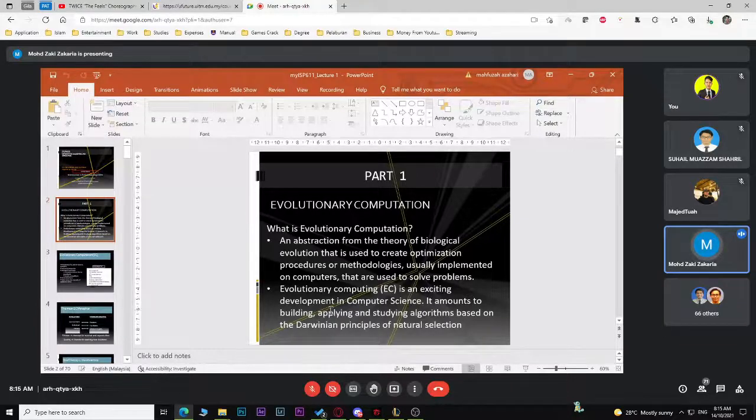Evolutionary computing is an exciting development in computer science, and it amounts to building, applying, and studying algorithms based on the Darwinian principle of natural selection. Natural selection means we have processes like crossover and mutation, for example, and then we evaluate the fitness function. This is the process of natural selection.